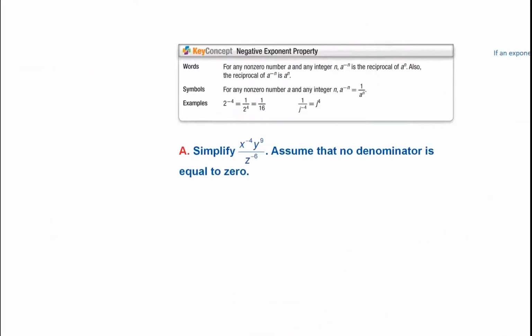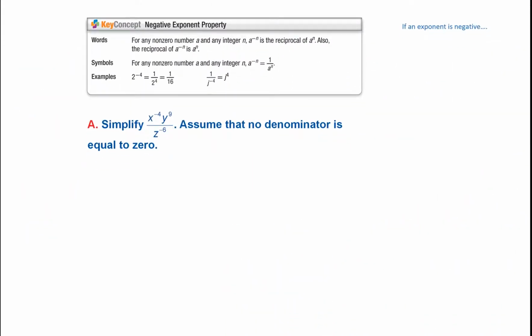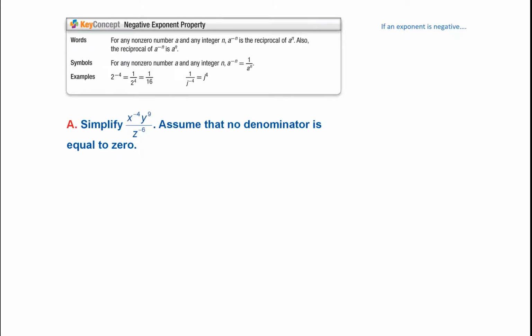Can we finish off strong with some negative exponent property? So far we had just positive exponents, and that's nice. But we come across negative exponents a lot. For any non-zero number a and any integer n, a to the negative n is the reciprocal of a to the n. Also, the reciprocal of a to the negative n is a to the n.